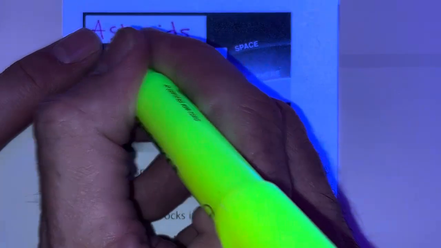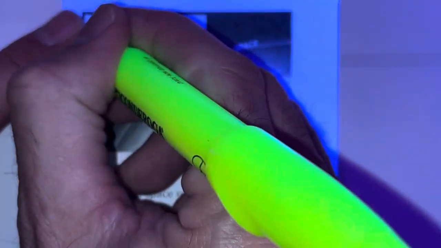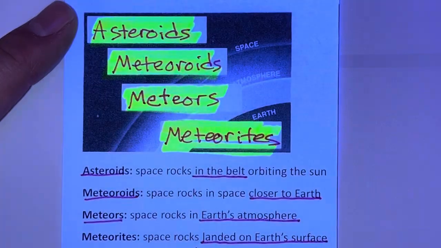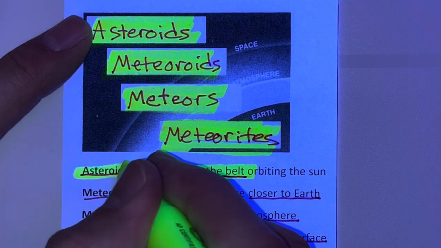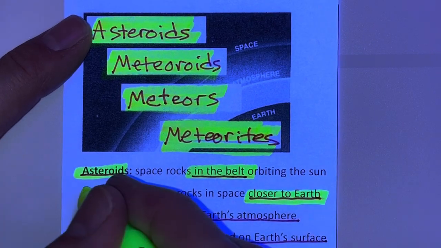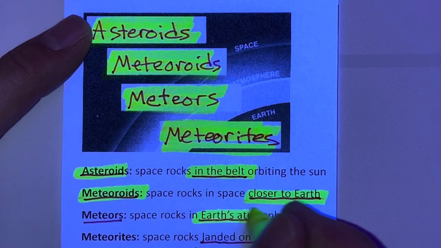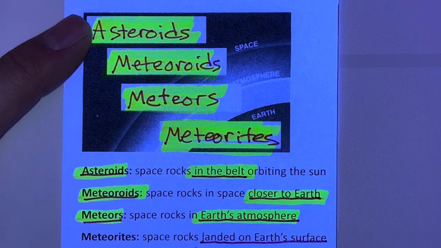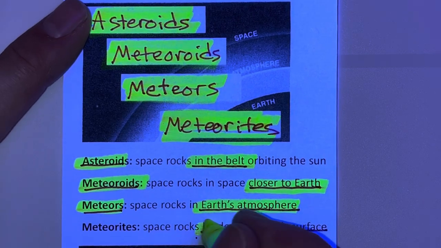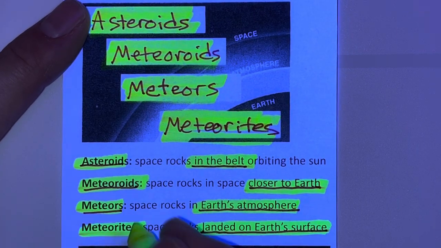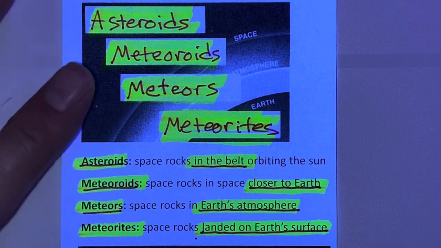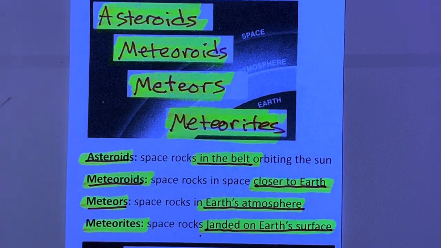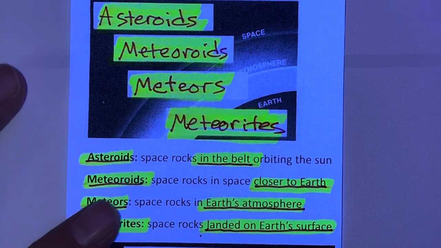So we just identify the terminology depending on where the space rocks are at. If they're in the belt, they are asteroids. If they're closer to Earth, they're meteoroids. If they're in Earth's atmosphere, they're meteors. And if they landed on the surface, then they're going to be meteorites. All right, so it's going to look a little fun in our black light solar glow party today.